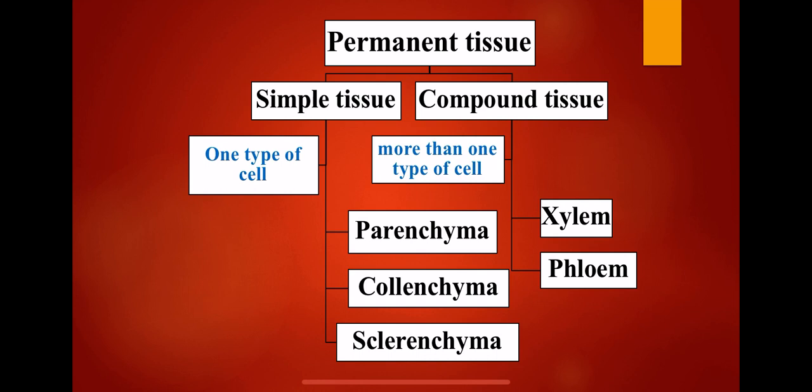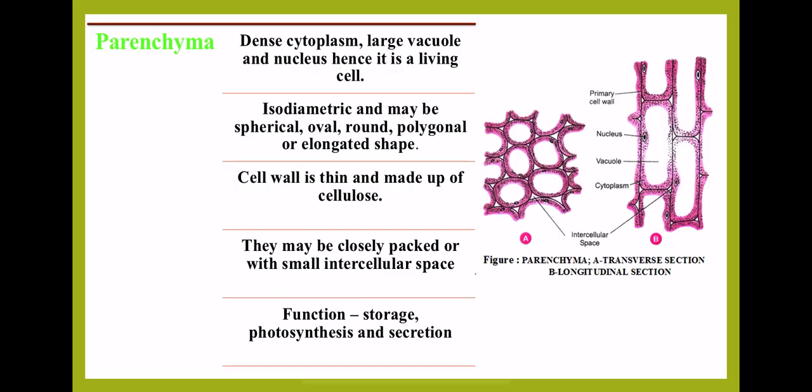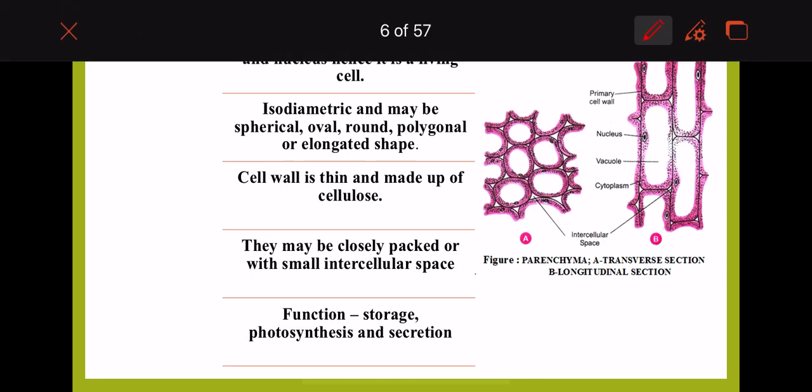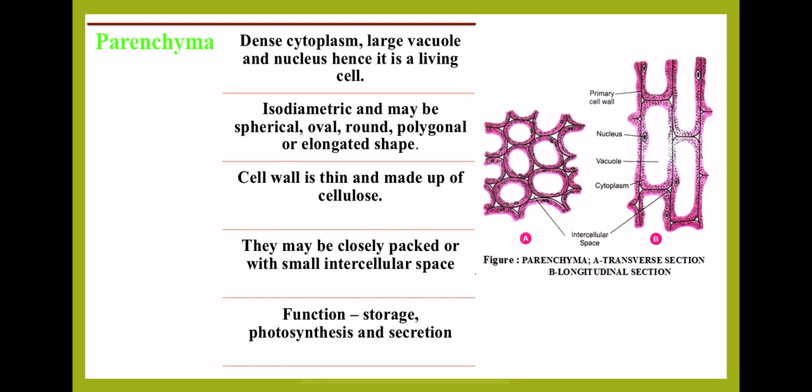Let us study simple tissue now. Under the simple tissue, parenchyma cells are present. Parenchyma cells have dense cytoplasm. If you look at the diagram, you can notice it has dense cytoplasm, a large vacuole and a nucleus. Hence it is a living cell.